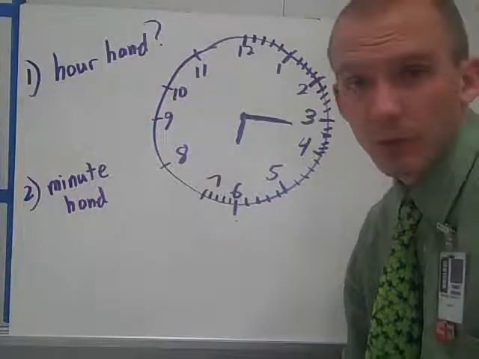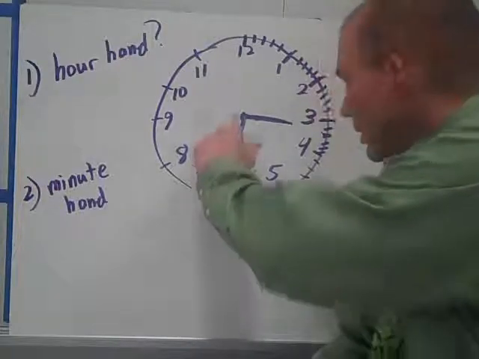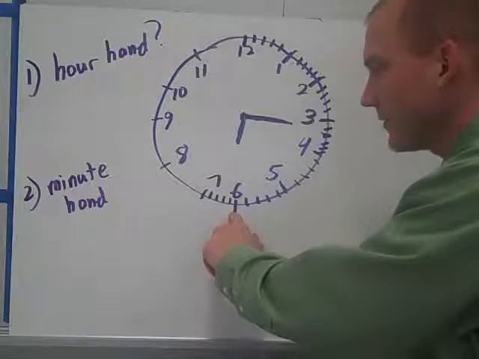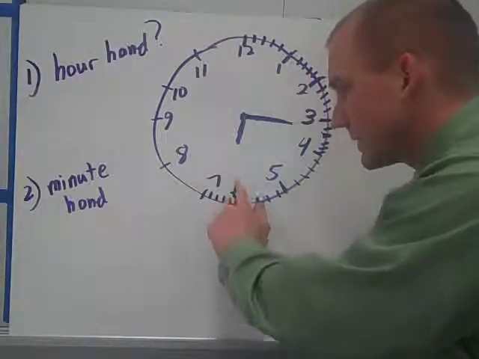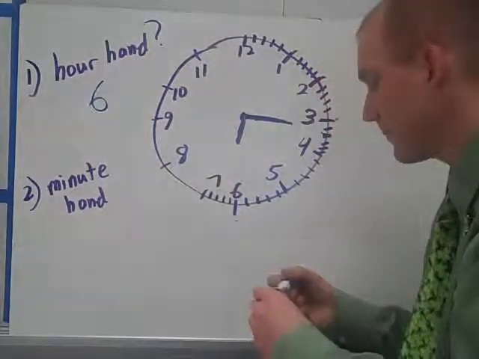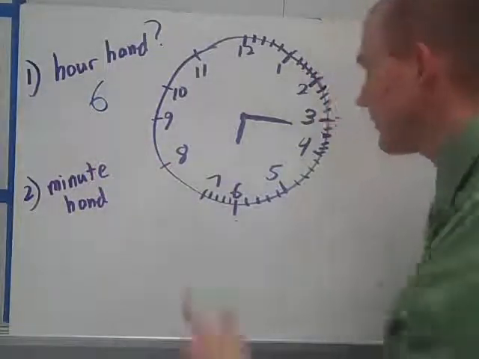First thing is we look at the hour hand. Well, which one's the hour hand? That's the shorter one. So I look at the shorter hand, and it points down here. It's after the 6 and before the 7. As long as it's before the 7, it's still going to be 6 o'clock. So my hour is 6. Again, after the 6, before the 7, I'm at 6 o'clock.